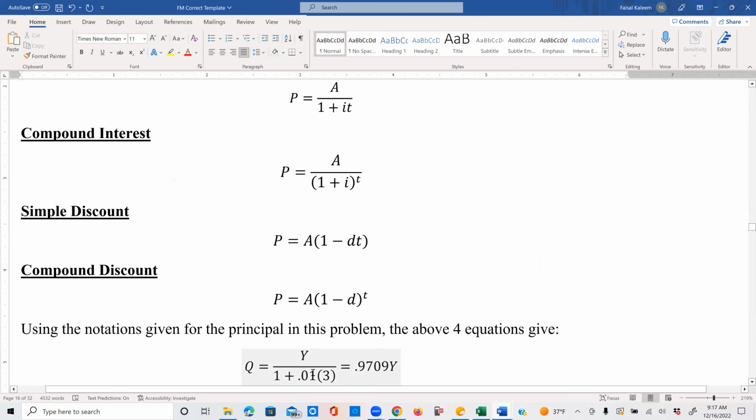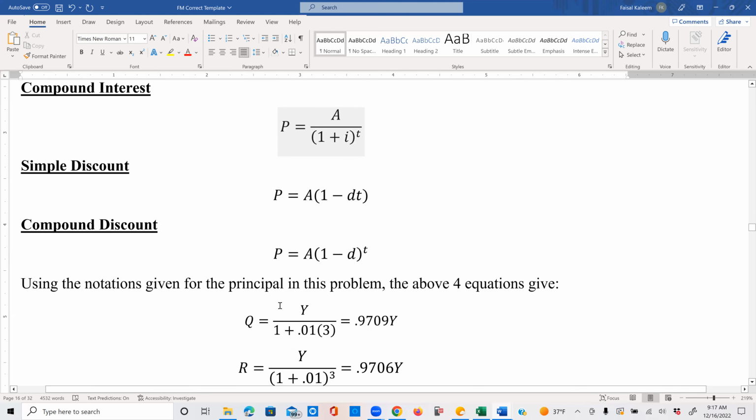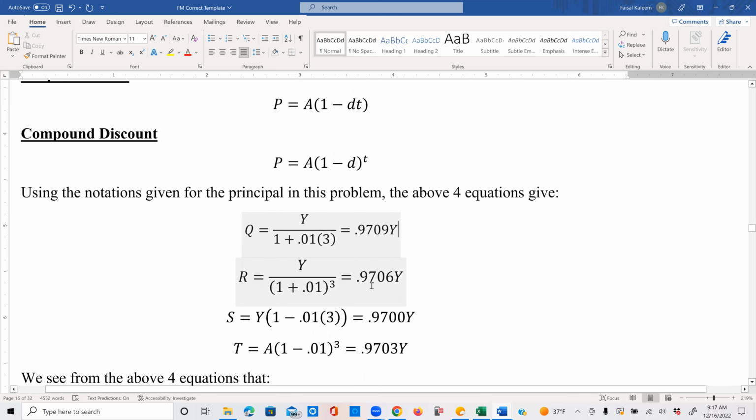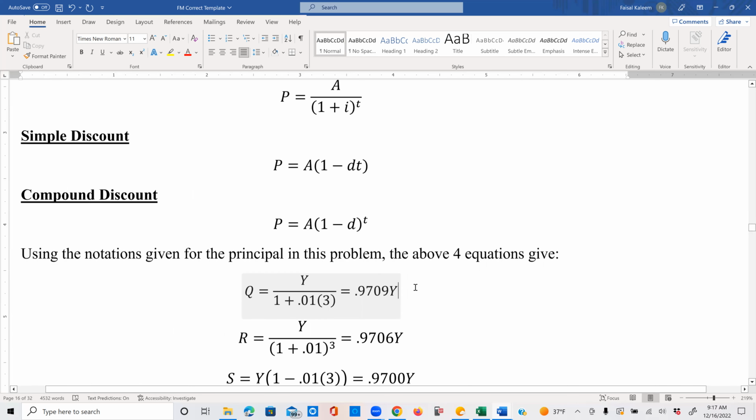We decided that we will take it to be 1% in each case. So i is 0.01 times 3 years. So when you solve all this, 1 divided by 1.03, you get 0.9709Y. Similarly, in the second case, in the compound interest case, the investment was R. So the principal is R now. A is again Y, (1 plus 0.01) to the 3. So R comes out to be 0.9706Y.